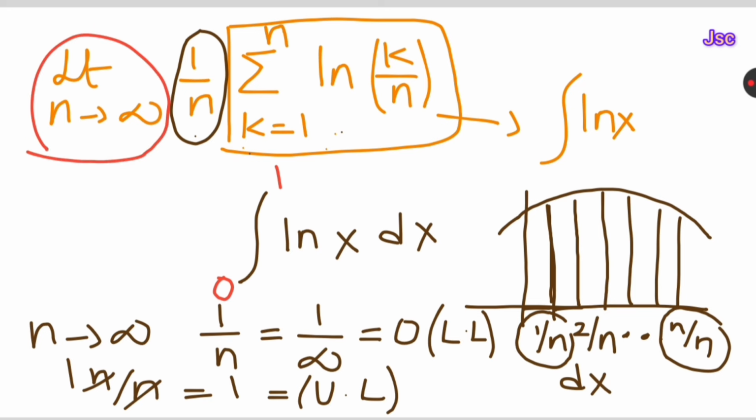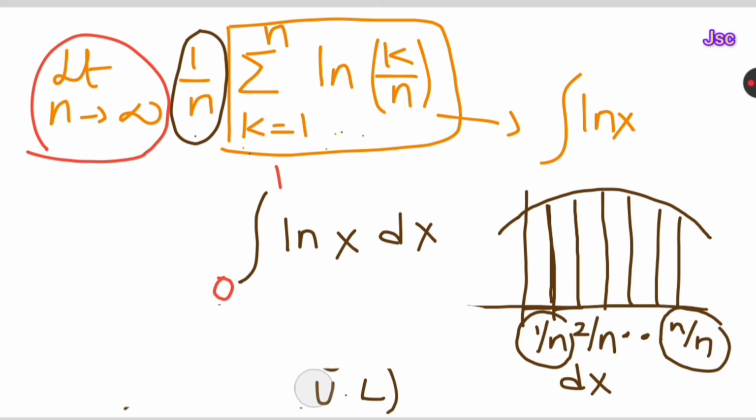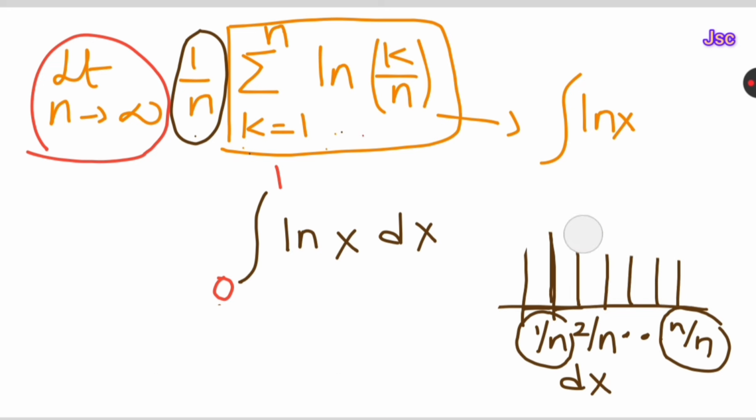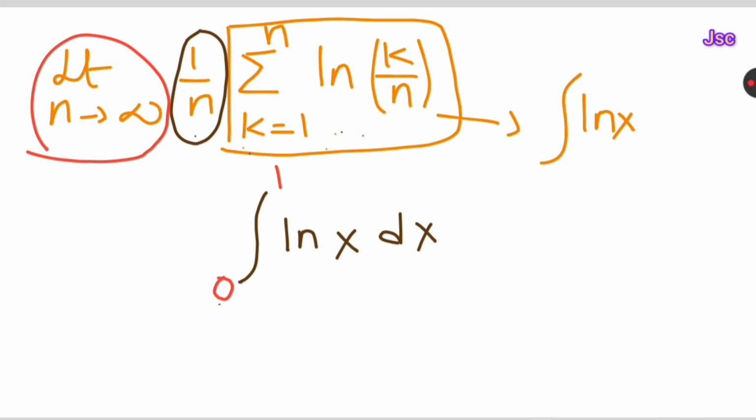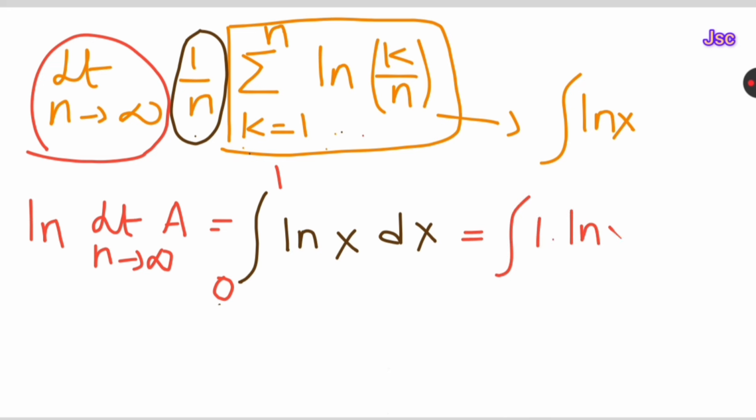1 over n is nothing but the width of each subinterval, and the summation we can write as an integral. ln x turns into integral 0 to 1 ln x dx. This is the right hand side. And on the left hand side we have ln of limit n tends to infinity a, that is equal to integral 0 to 1 ln x dx. This we can write as integral 1 times ln x dx, isn't it?